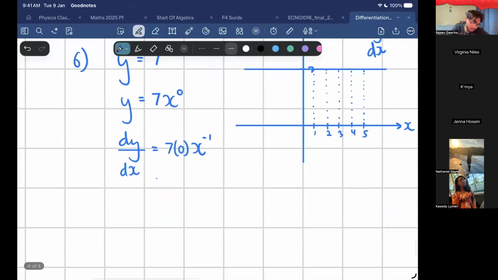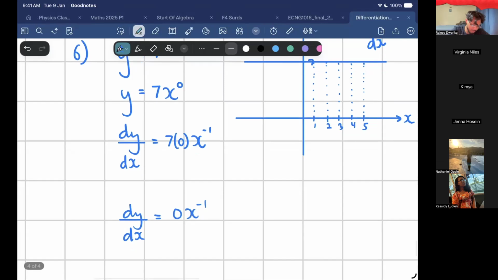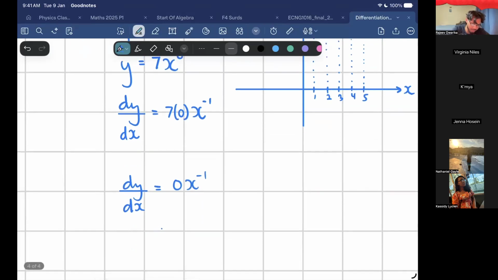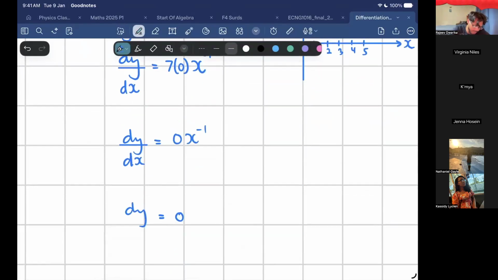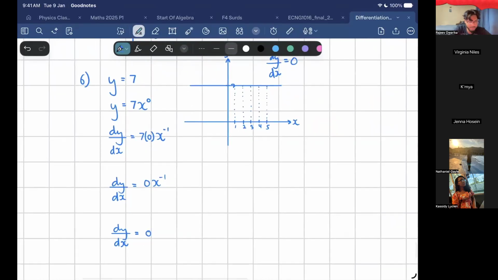Although it's 7 by 0. What's 7 by 0? Zero. And 0 by absolutely anything will always be zero. Exactly. So if I have 0 by x to the power negative 1, I don't care what x to the power negative 1 is. That answer will always be 0, every single time. So this is the numerical way of showing it. Hope you understand.